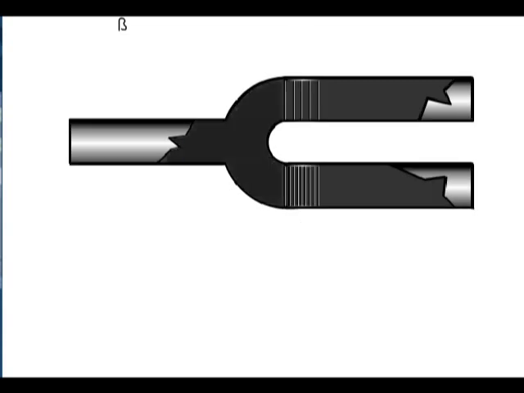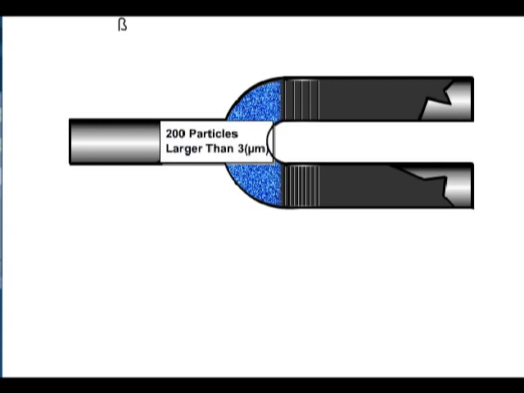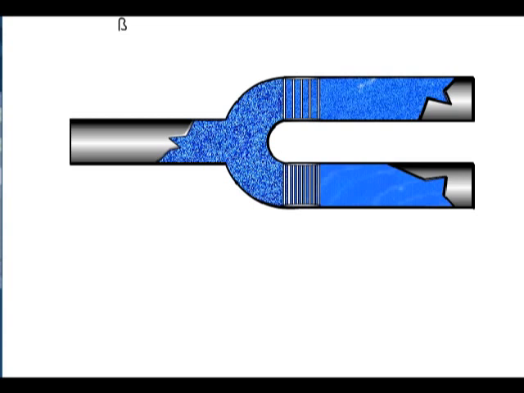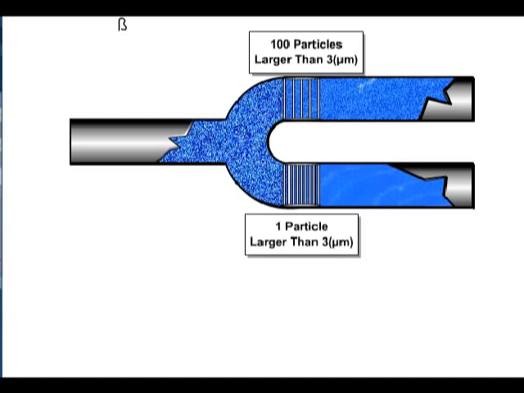In this example, there are 200 particles upstream which are larger than 3 microns. These flow up to and through the filters. A filter that allows more particles through, or in other words, one that is less efficient, has a low beta ratio. You can see that the filter at the top allowed 100 particles through. The filter on the bottom allowed only 1 particle through.